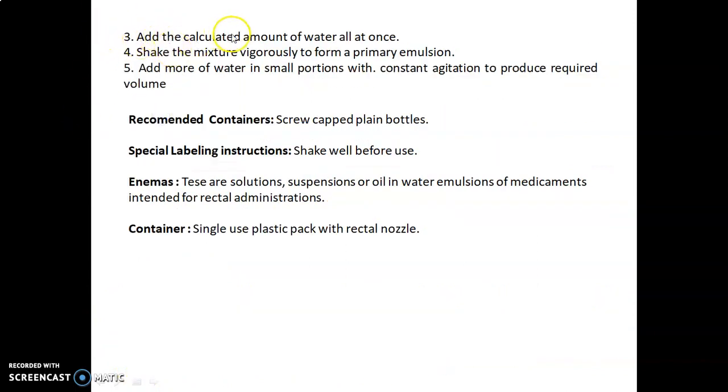Third one, add the calculated amount of water all at once. Then fourth one, shake the mixture vigorously to form a primary emulsion. Fifth one, add more water in small portions with constant agitation to produce the required volume. Then recommended containers, screw capped plain bottles. Special labeling instructions are shake well before use, as it is a liquid dosage form.